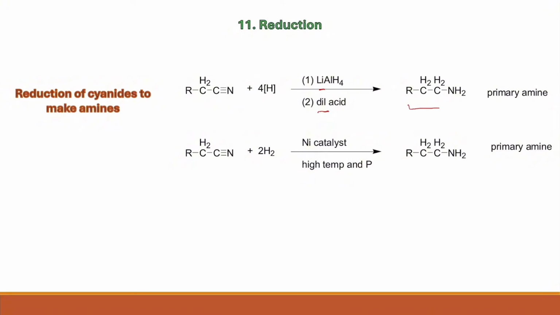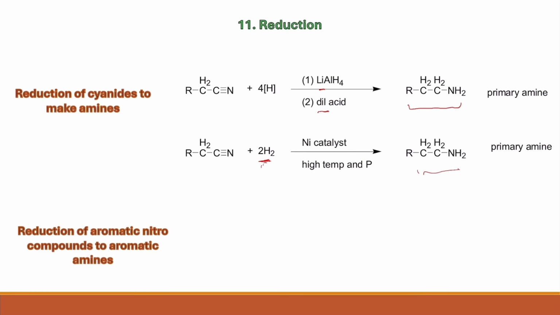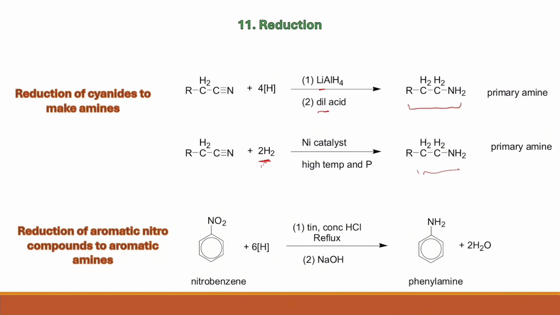And then the other one is the reduction of the aromatic nitro group into aromatic amines. In this case, we use tin with concentrated hydrochloric acid. And then the second step is the use of the sodium hydroxide. In your exam, usually they want you to write about the tin and the concentrated acid. They don't care much about the sodium hydroxide.